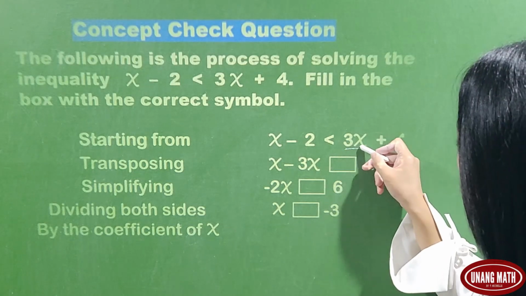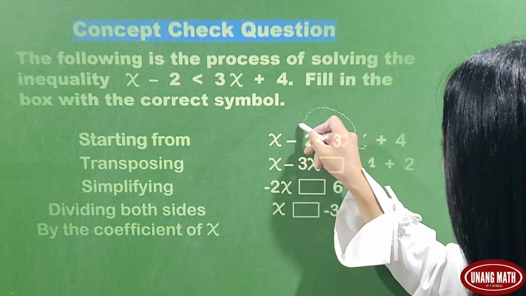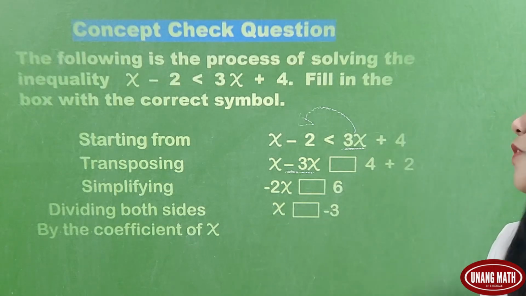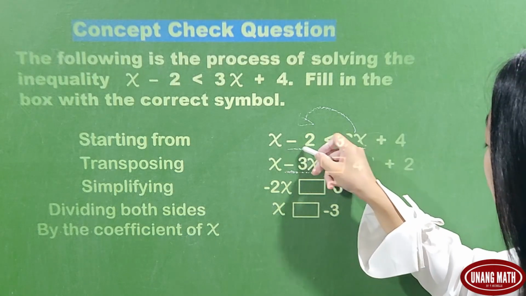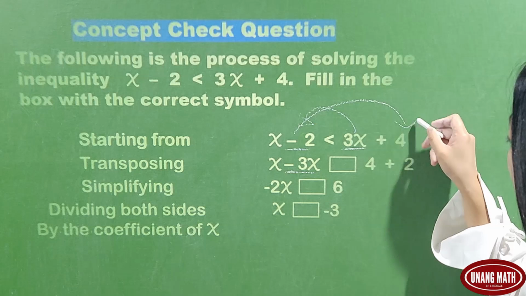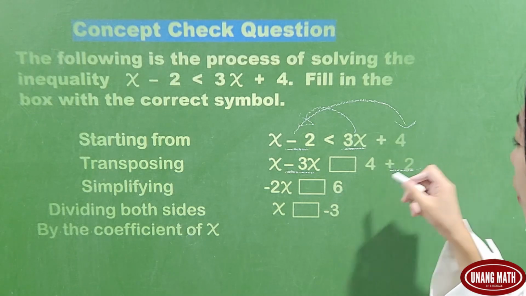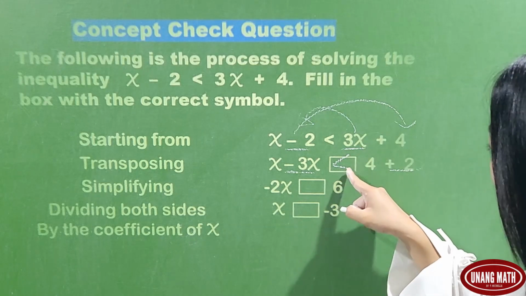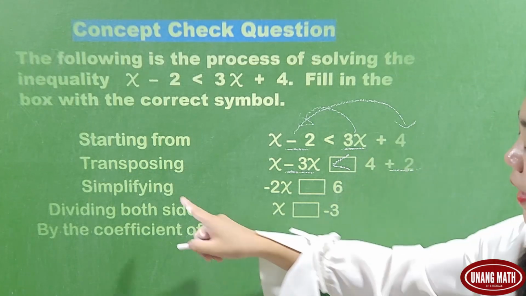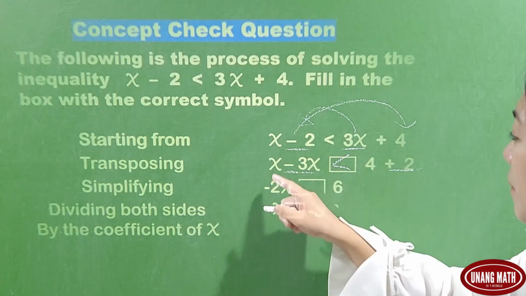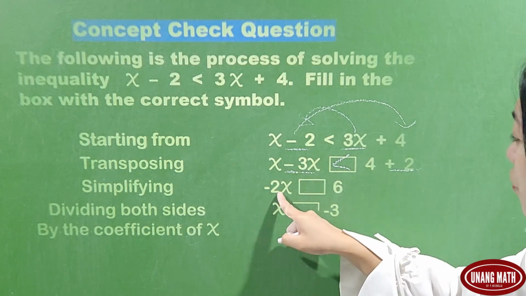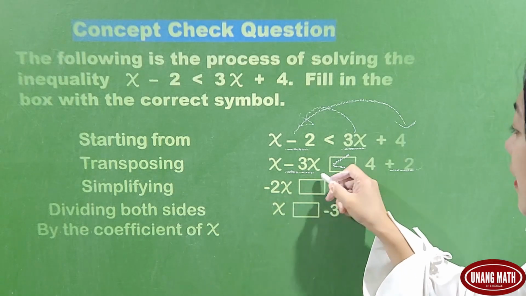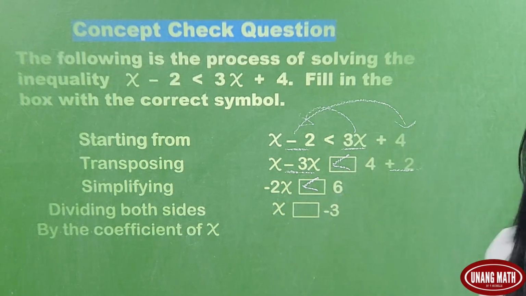So this is positive 3x. If we move it to the left side, it will become negative 3x. This is negative 2. If we move it to the right side, it becomes positive 2. So x minus 3x, our symbol is still less than, 4 plus 2. Then simplify. x minus 3x is negative 2x. 4 plus 2 is 6. So negative 2x is less than 6.